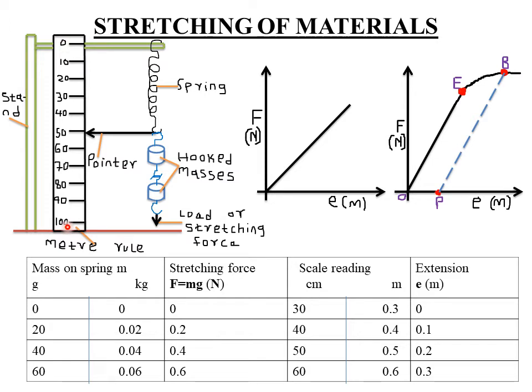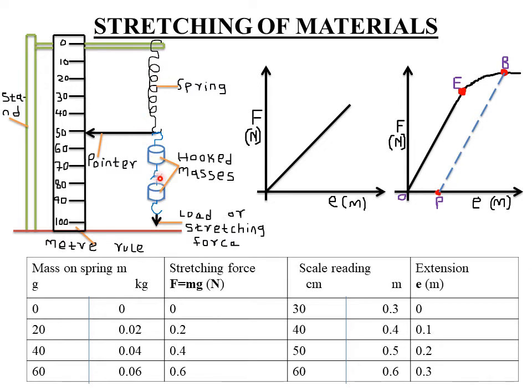We also need a retort stand. This is our retort stand, of course, to support our ruler, our meter rule, and also the spring together with its pointer. Then we also need 2 sets of clamps and bosses. So these are our clamps and bosses, which clip or hold our ruler upright and also the spring in position.